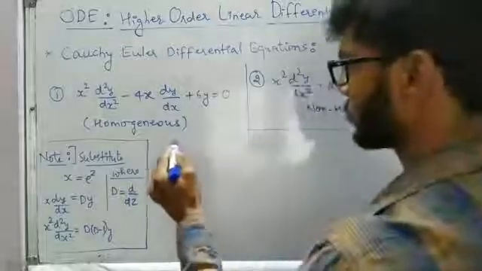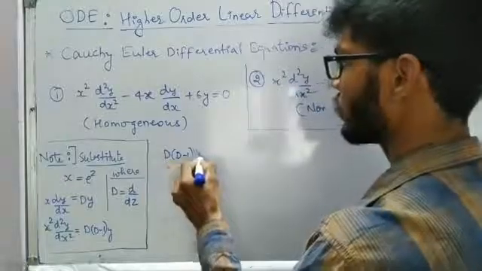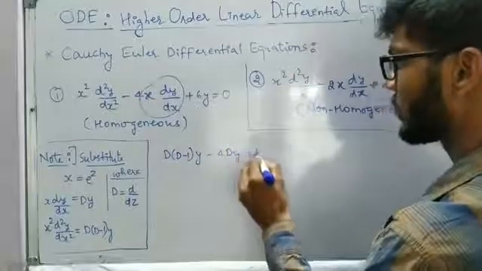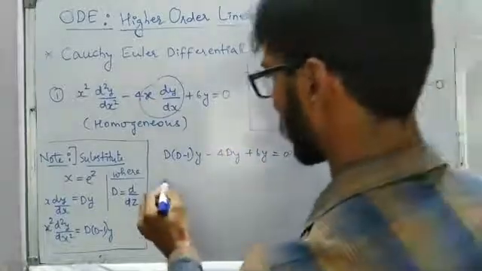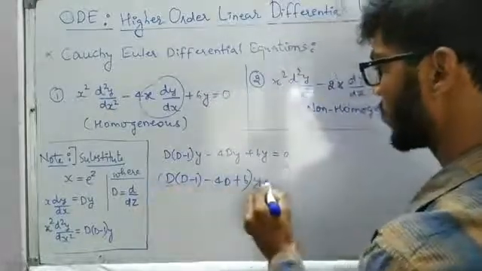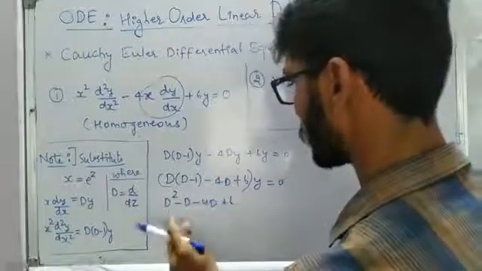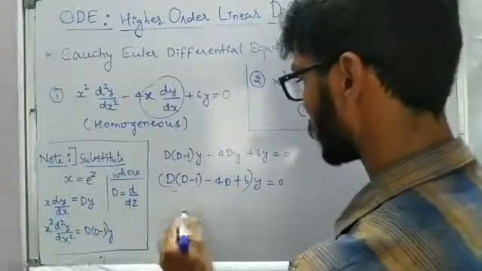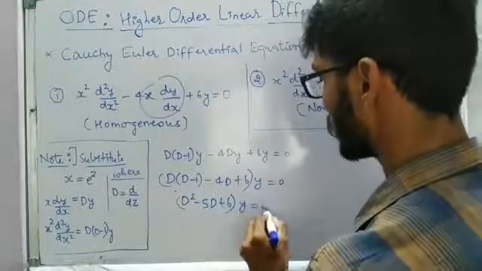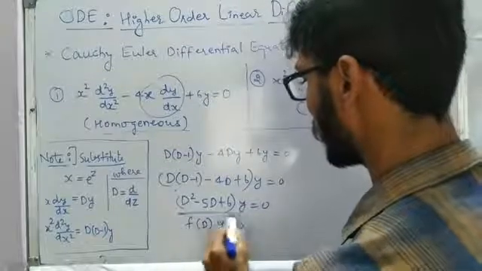So x square d2y by dx2 we put as D into D minus 1 y, minus 4, and x into dy by dx we put as Dy, plus 6y is equal to 0. By simplifying, D into D minus 1 minus 4D plus 6, taking the y term out, we get D square minus D minus 4D plus 6. So this is D square minus 5D plus 6, into y is equal to 0. And why I am calling it homogeneous: because we have an equation of the form f of D into y is equal to 0.